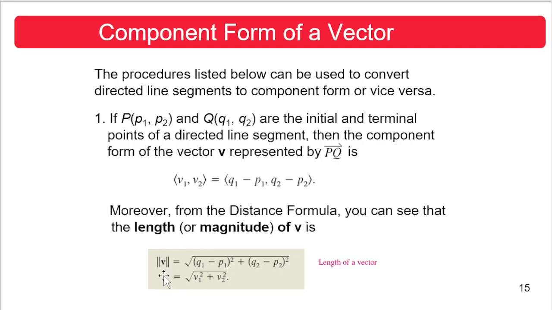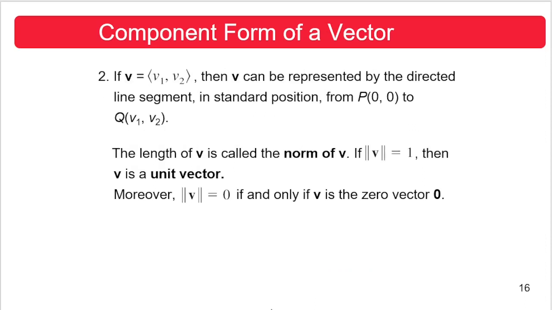This is called the length or magnitude of vector B, and this is equal to the square root of the sum of the squares of the differences of the corresponding components. So you have q1 minus p1 quantity squared plus the difference between their y coordinates, q2 minus p2 quantity raised to the second power. This is simply the same as the square root of the square of the first component of vector b plus the square of the second component of vector b.